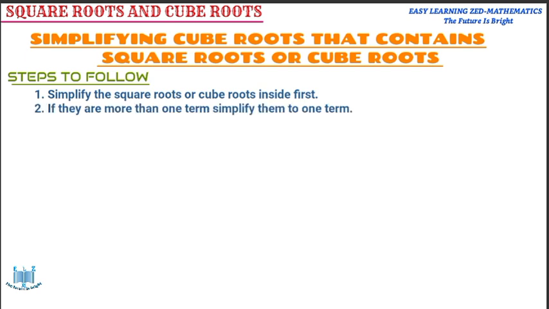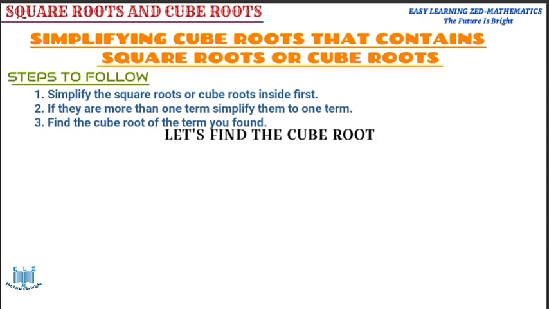The second point is, if there is more than one term, simplify them to one term. After simplifying the square roots or cube roots, if you come up with more than one term, you simplify those terms into one term. The third point is to find the cube root of the term you found. These are the 3 important steps you need to follow. Now let me demonstrate how you go about them.